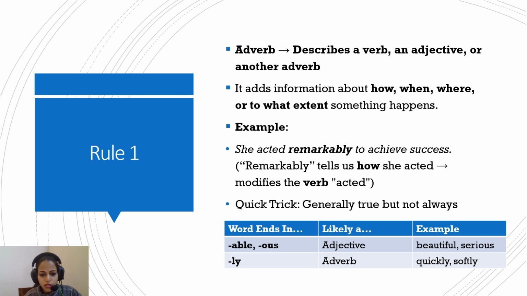Okay. So here is a quick trick to identify what an adjective is and what an adverb is, but be mindful of the fact that it is generally true, but not always true. If the word ends with able, ous, or us, then most likely it is an adjective. If it ends with ly, it is more likely an adverb. Like quickly, softly, or an adjective like beautiful, serious. But take this with a pinch of salt because it is not always true. It is generally true, but not always. So just remember this with this caution.